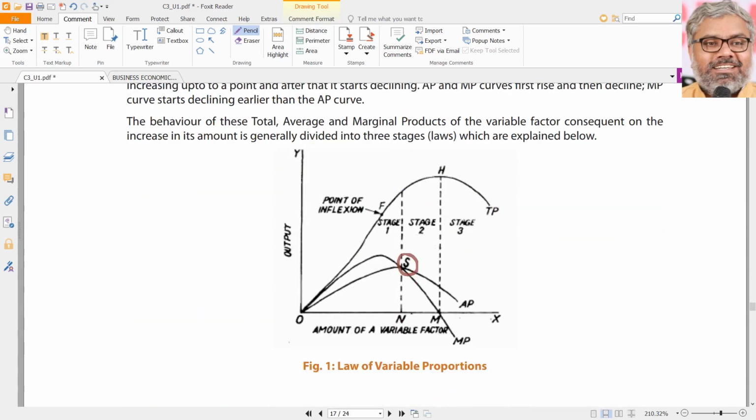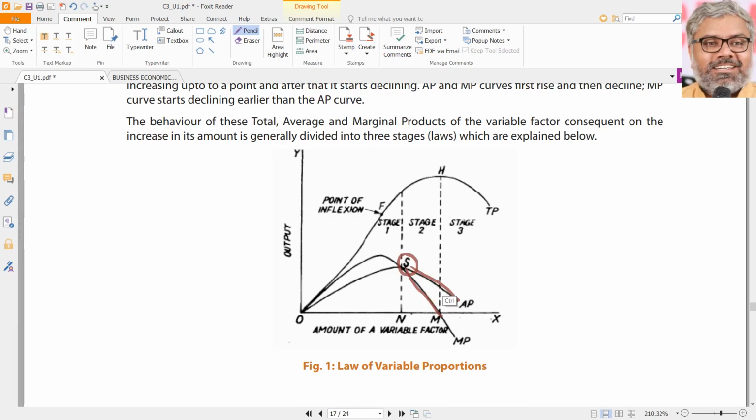Where from is the marginal product curve cutting the average product curve? From above, because marginal product was already higher than average product. Prior to this stage, when average product reached its peak, the marginal product and average product become equal at that point. And afterwards, what happens? After that, the direction changes. The marginal product is lesser than average product. Average product is more, marginal product is less.